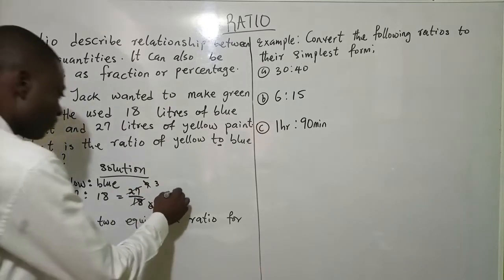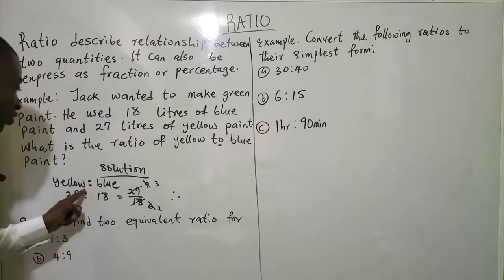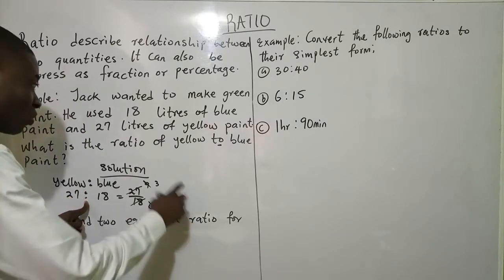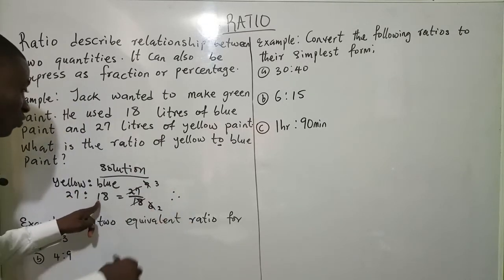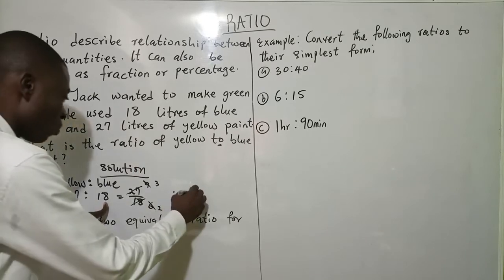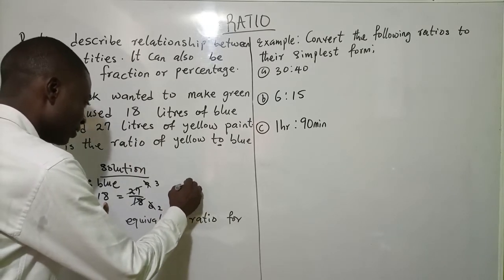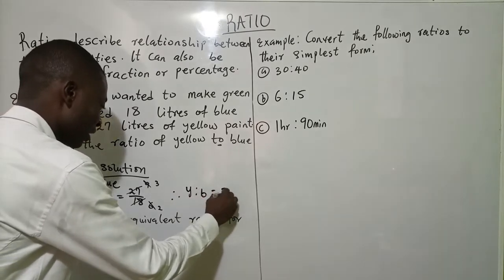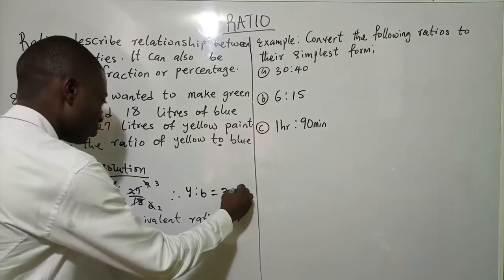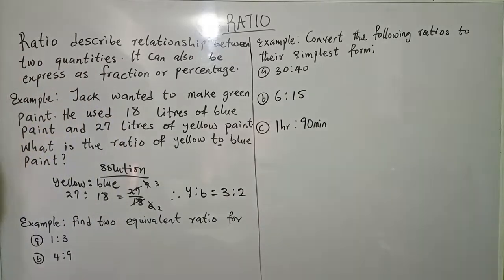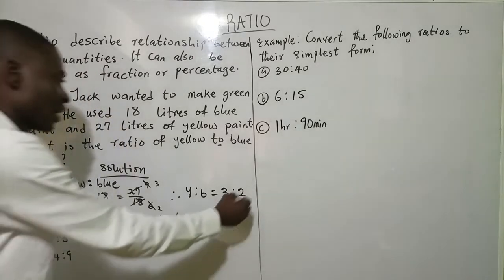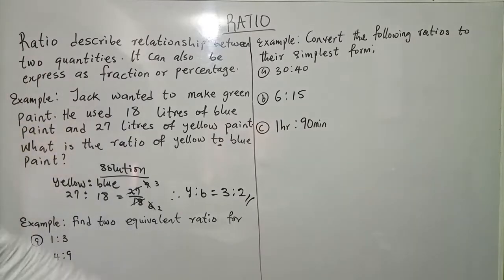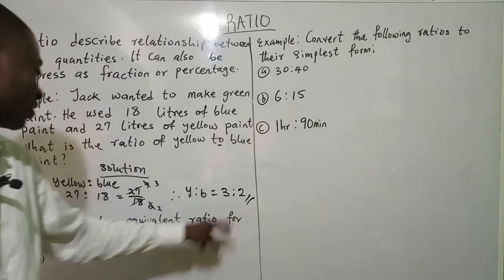So you can now say, therefore, the relationship will now be yellow ratio blue equals 3 ratio 2. And that is the answer. You have successfully reduced this to its lowest term.